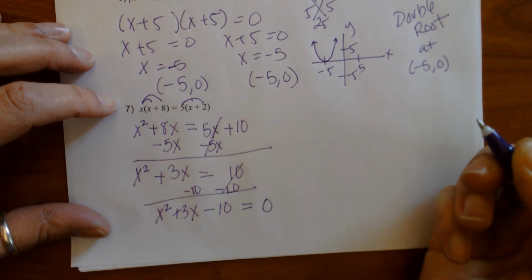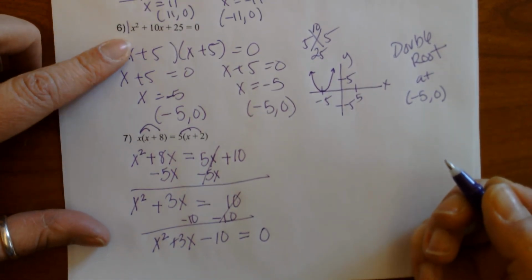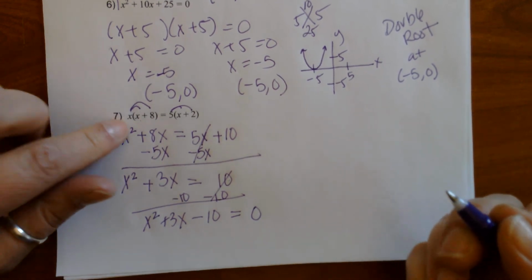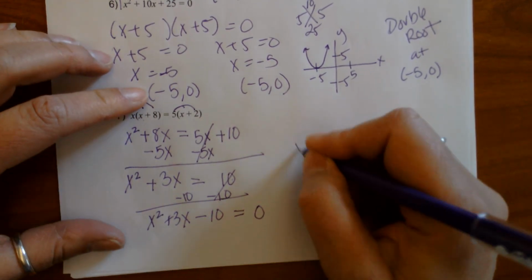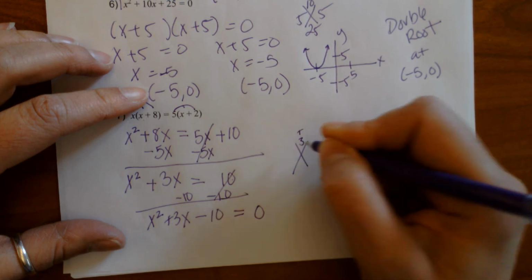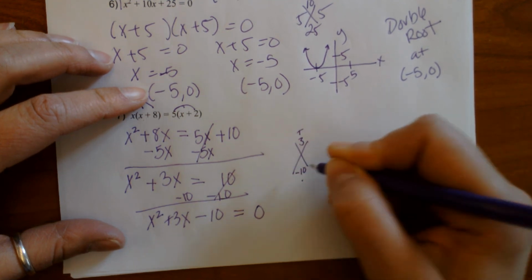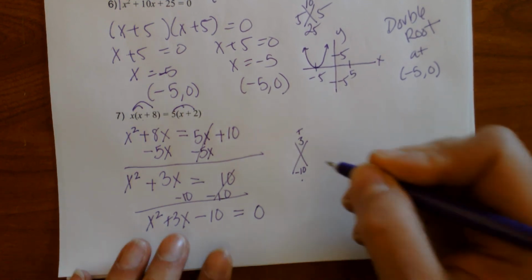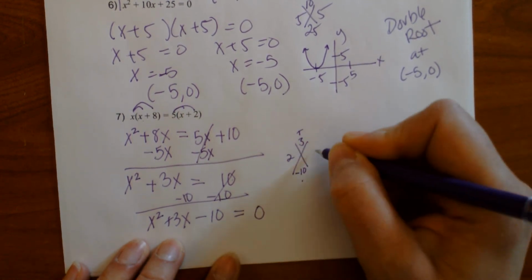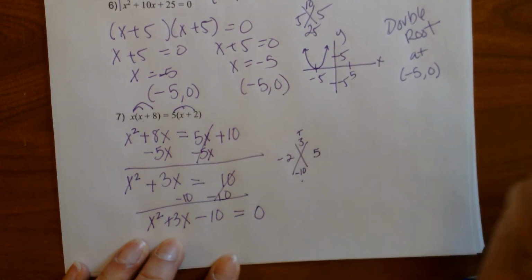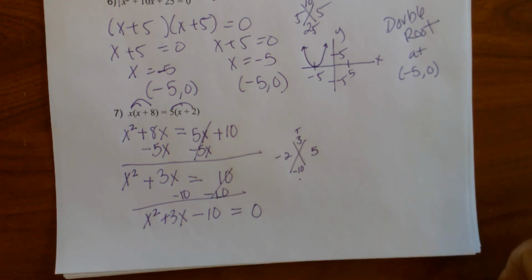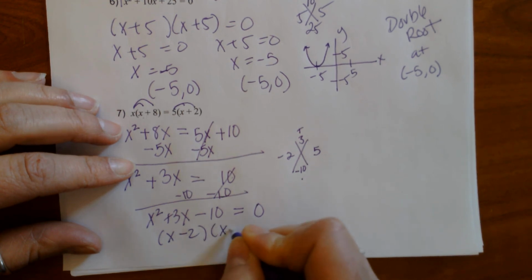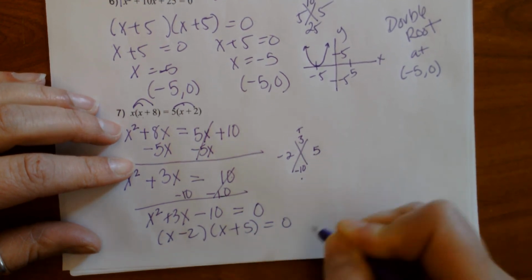There's nothing left. So it now looks like number 6, where it's all set equal to 0. I have my x squared. I don't have my parentheses. I can go through and factor. We've got to add to 3. We've got to multiply to negative 10. And my 2 numbers are going to be 2 and 5. And I believe it's going to be negative 2 and 5. So there we go. So x minus 2, x plus 5 equals 0.